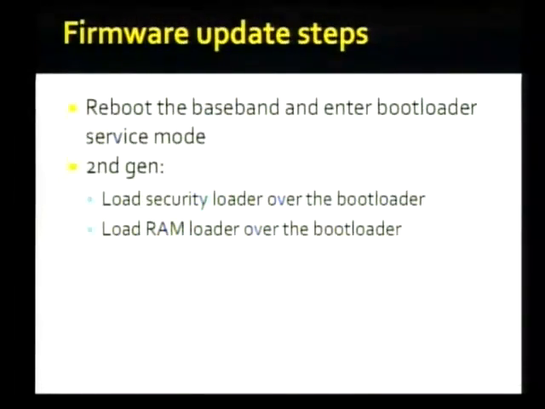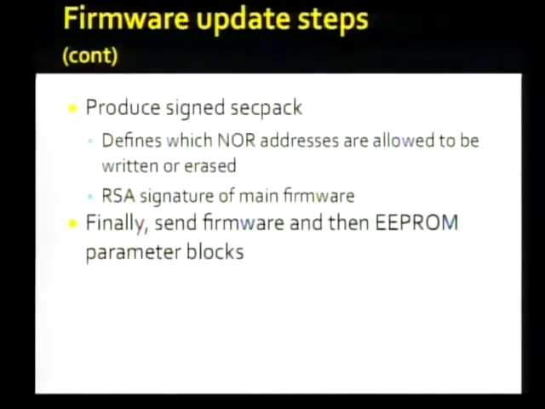You basically reboot the baseband with the control signal, which is easy to do. You ping it, and you get it to enter the service mode that I talked about. In the second gen phone, this is where you do that multi-stage loading of the loader itself. So there's the security loader and this RAM loader. But in the first gen phone, it's a lot easier. You just reset it and ask it, please go into service mode. That's where they differ.